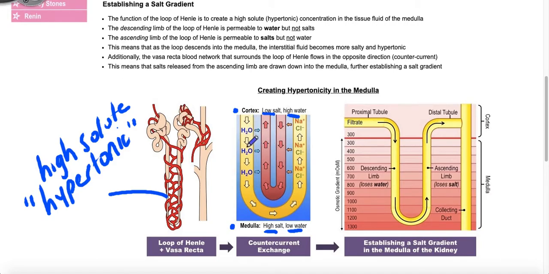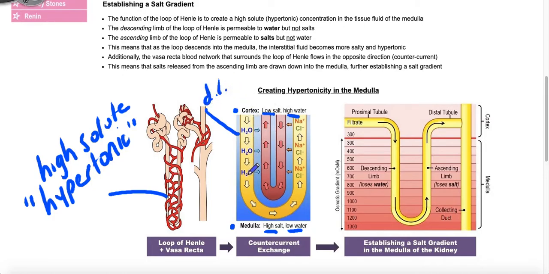This picture right here is really helpful. It shows us the filtrate as it moves down the loop of Henle. Remember I told you that the filtrate, which is the urine, is going to be shown to you in yellow. And then it shows you in red the vasa recta, or the capillary that's surrounding the loop of Henle. Now, one thing to note about these two is that they happen to be moving in opposite direction. So this is what we call a counter-current exchange. And this is going to allow for the water to move into the capillaries and for the salts to also move into the capillaries.